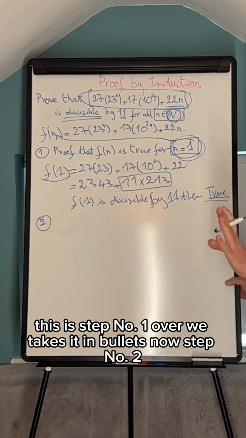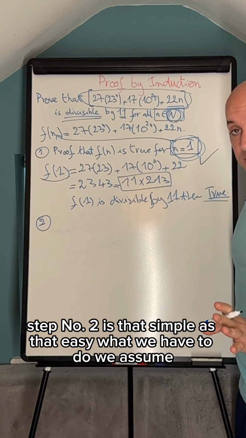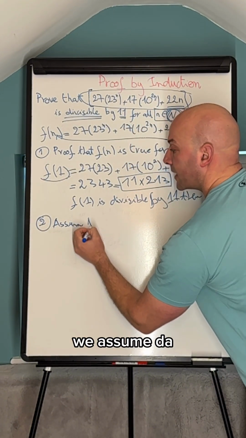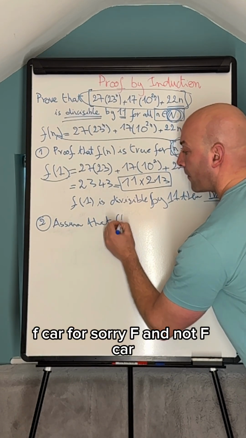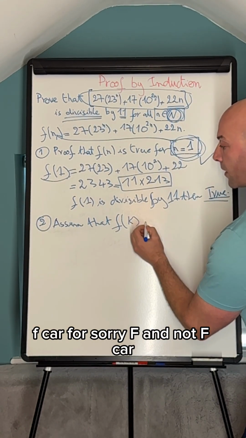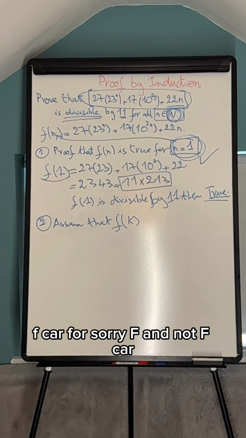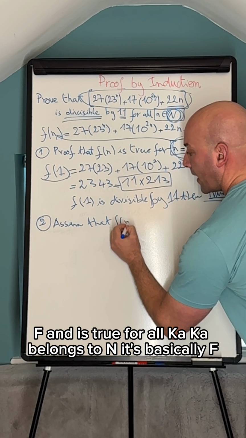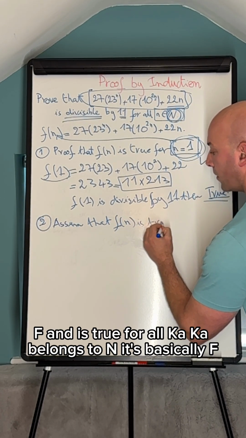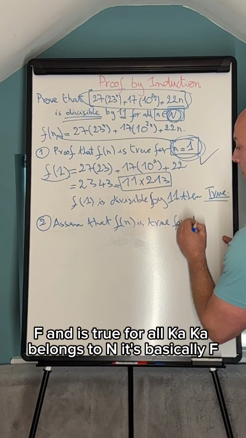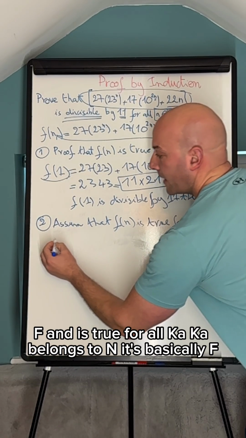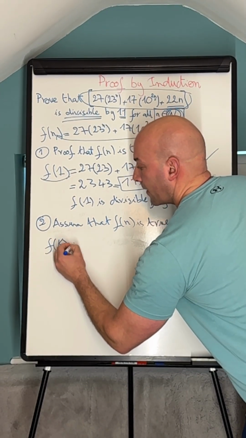That is step number 1 over. Now, step number 2. Step number 2 is simple and easy. What we have to do is assume that f(n), not f(k), sorry, is true for all k, where k belongs to N.